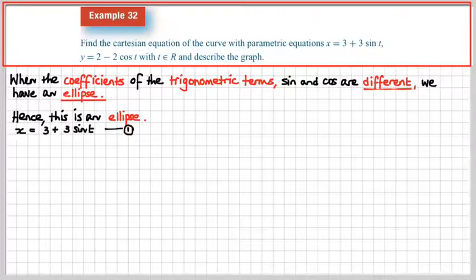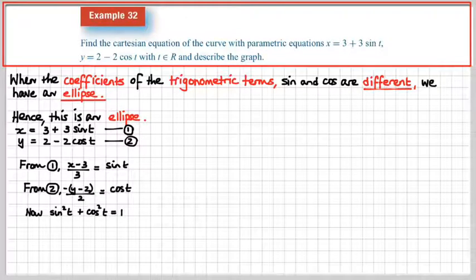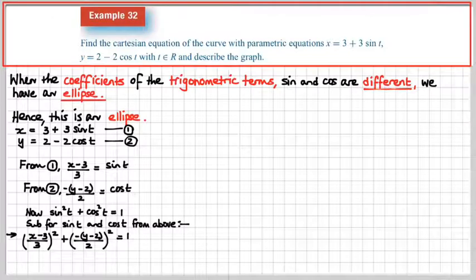Let's write our equations out. There's x, there's y. Now we're going to do the same thing as we did in the previous example. We're going to make sine t and cos t the subject, and plug those into this expression here, that sine squared t plus cos squared t has to equal 1. We're going to sub for sine t and cos t from the above, and we get that. Simplifying that a little bit, we get that. That is an ellipse.